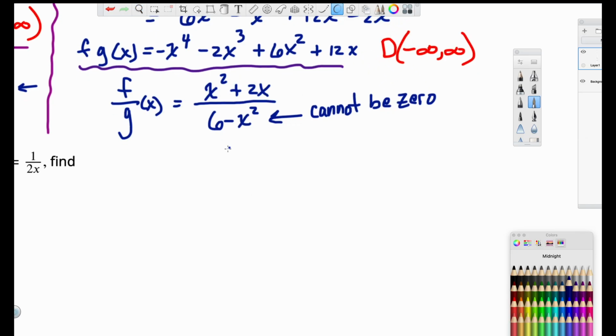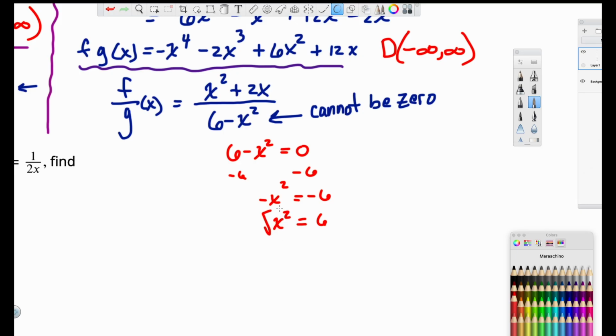Right? So we're going to say, maybe I'll make this red, 6 minus x squared equals 0. Right? What makes this 0? Well, just set the whole denominator equal to 0. Let's solve it. Divide both sides by a negative.